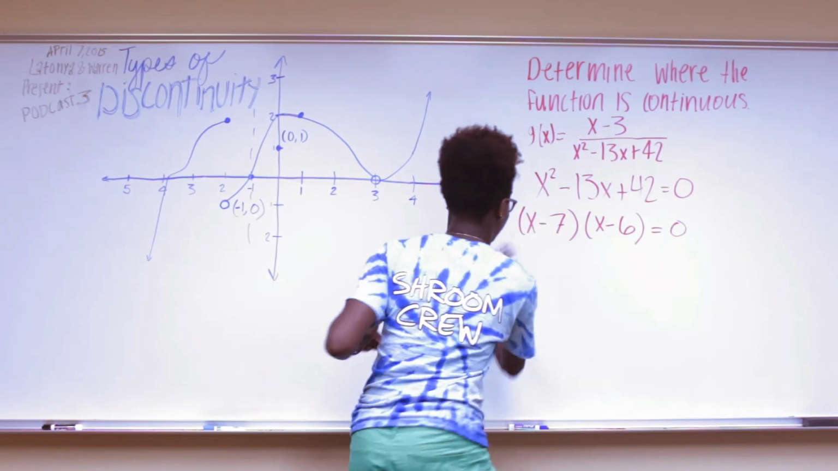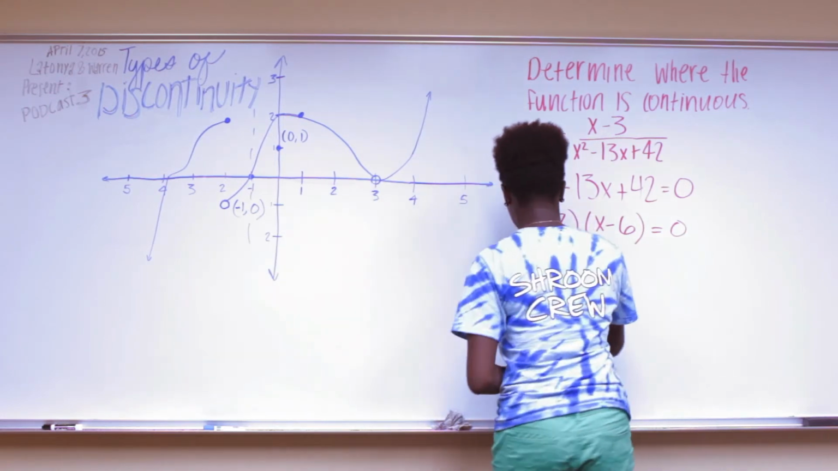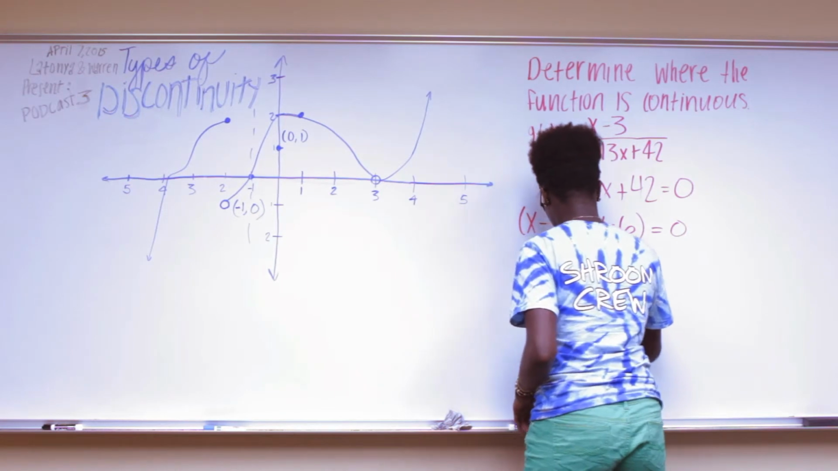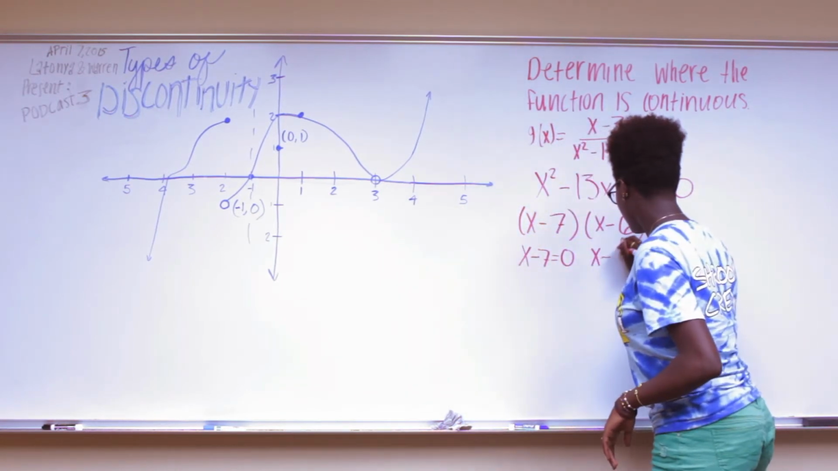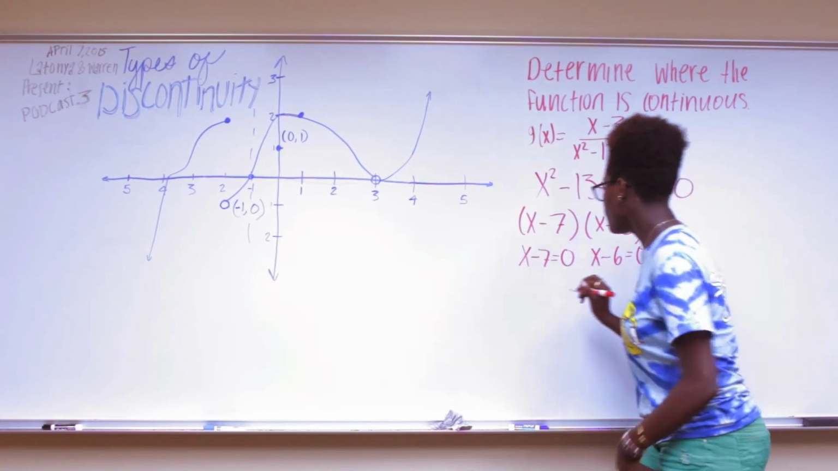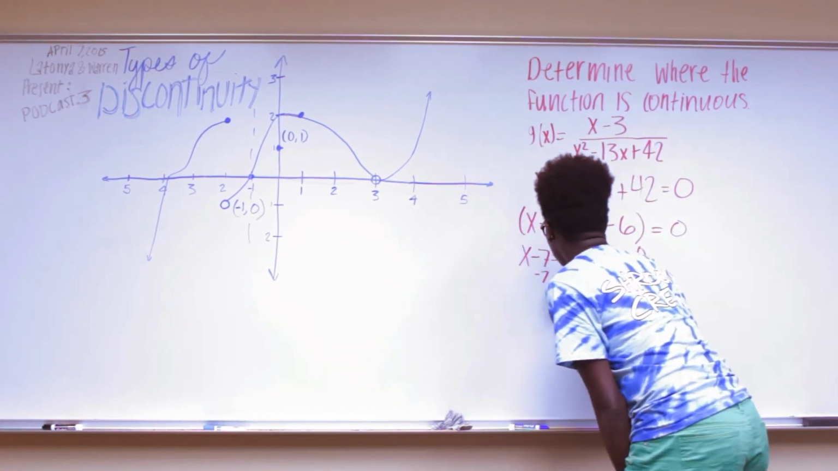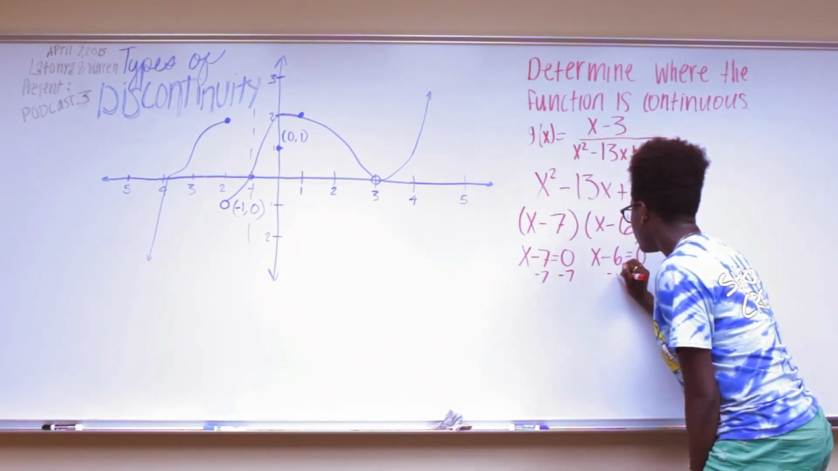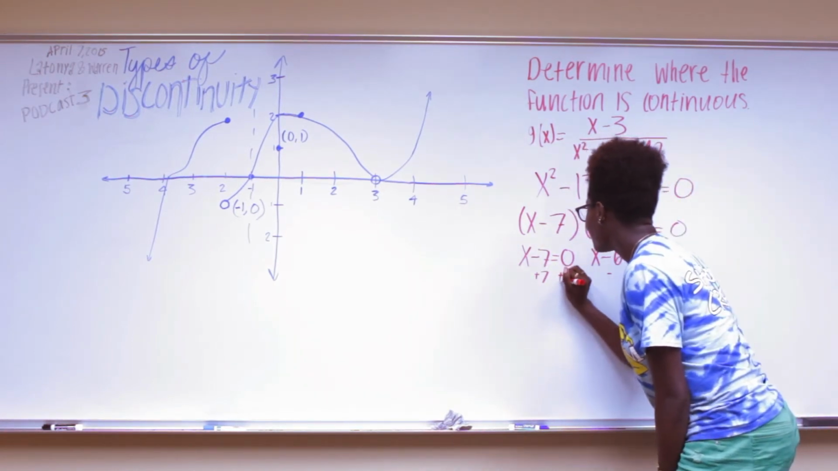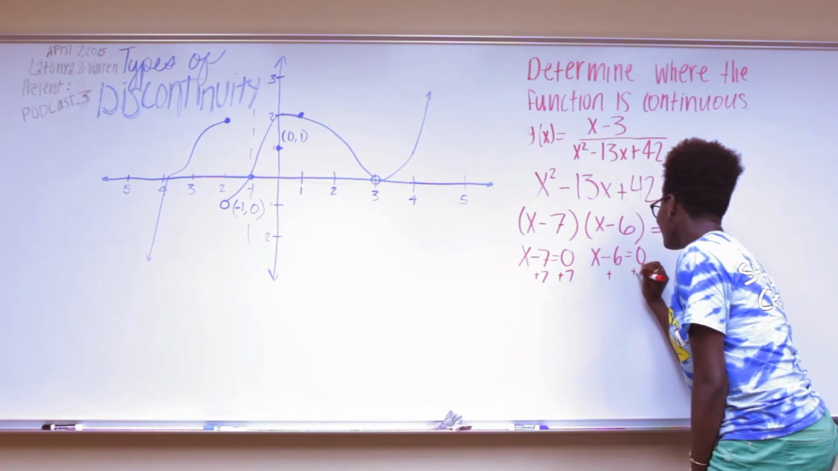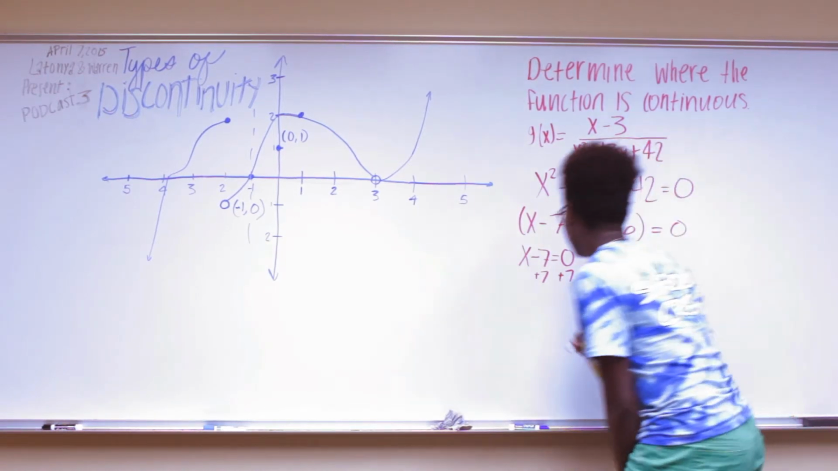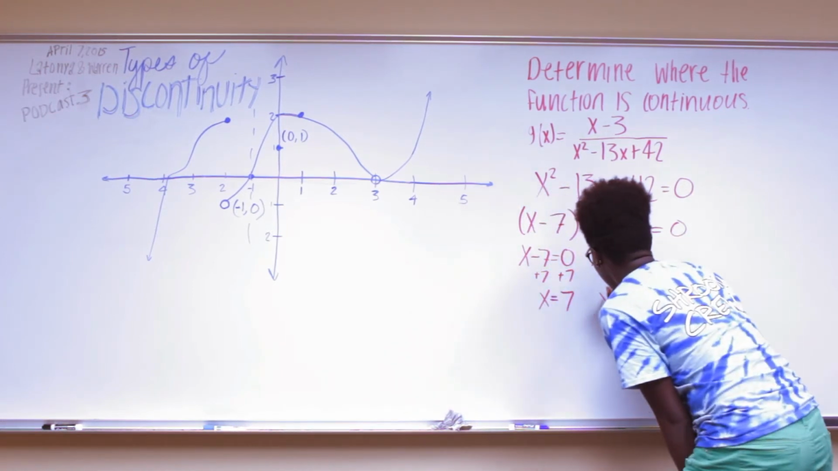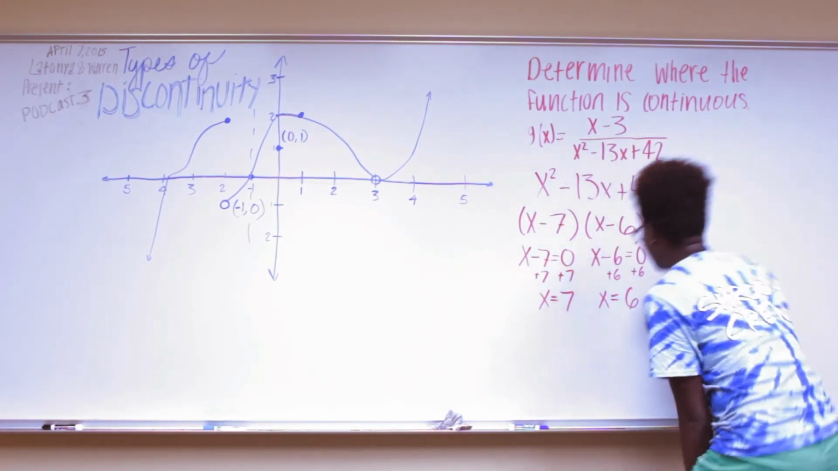Erasing the board. So you subtract 7 from both sides. Well, it's a good thing we did that. Oh, no, you add 7. Add 6. And you get x equals 7, x equals 6.